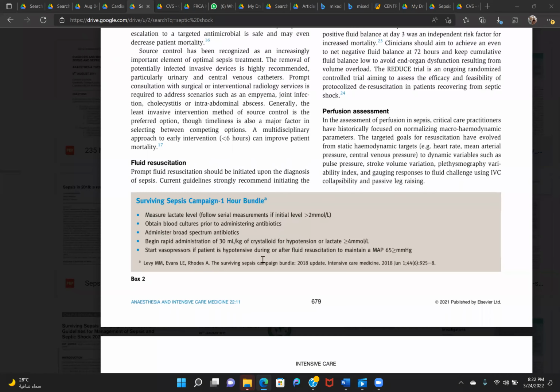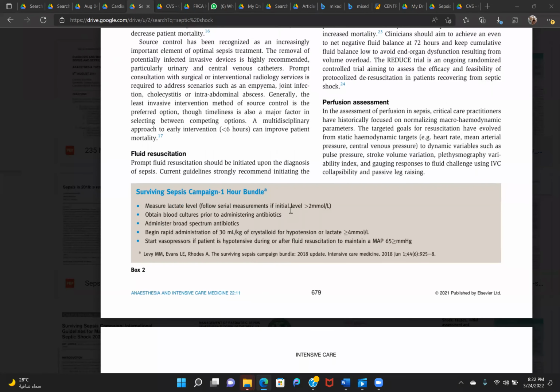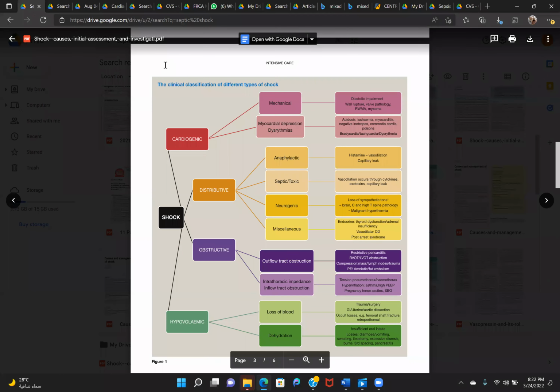There is one more thing which is not written here, but you have to follow it in septic shock or management of sepsis. What is that one? Stroke volume variation. Stroke volume variation is fluid responsiveness, but there is one thing which is not written here, but you have to tell. What is that one? Capillary refill time. These are clinical; you can count them in clinical parameters.